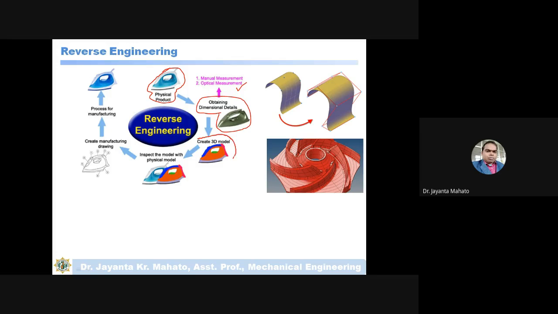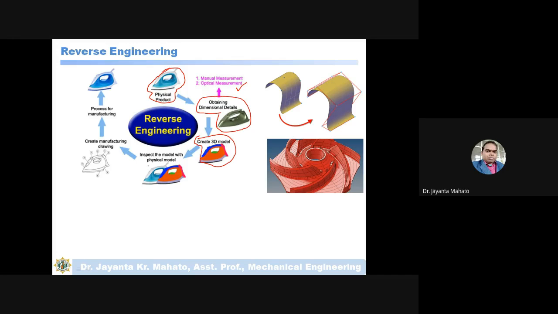Then I have to create a three-dimensional model by CAD design, CAD software. It means first you have to measure the different dimensions of the physical model, and then develop a three-dimensional model with the help of CAD software. Then inspect the model against the physical model.